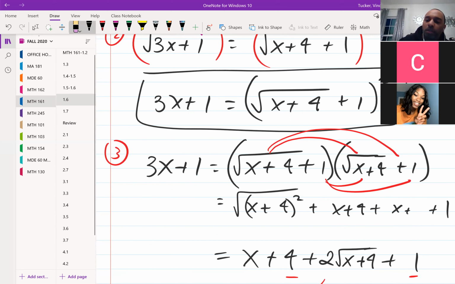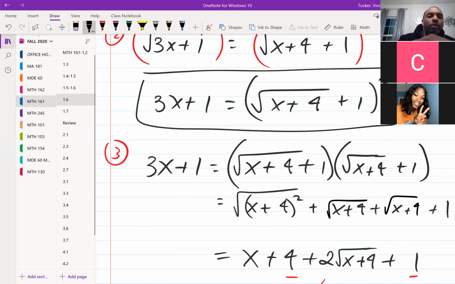All right, let me write this better. All right, so when we do this first distribution, the square root of x plus 4 times the square root of x plus 4, you multiply what's under the radical, so we have the square root of x plus 4 squared. That's x plus 4 times x plus 4, which is x plus 4 squared. Then the square root of x plus 4 times 1 is just the square root of x plus 4. 1 times the square root of x plus 4, and then 1 times 1.